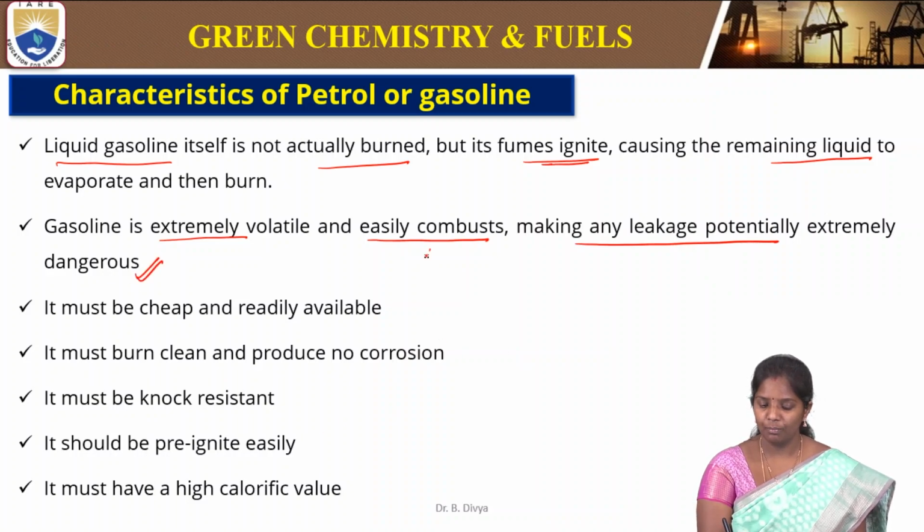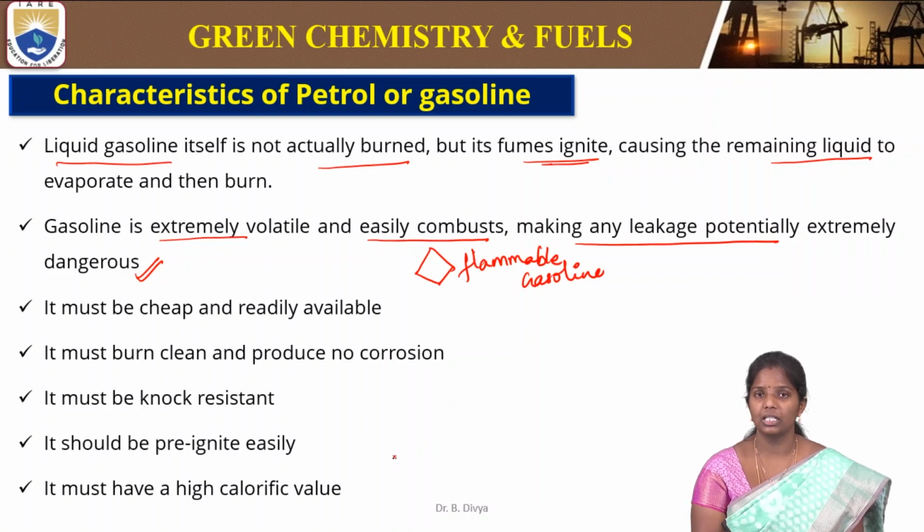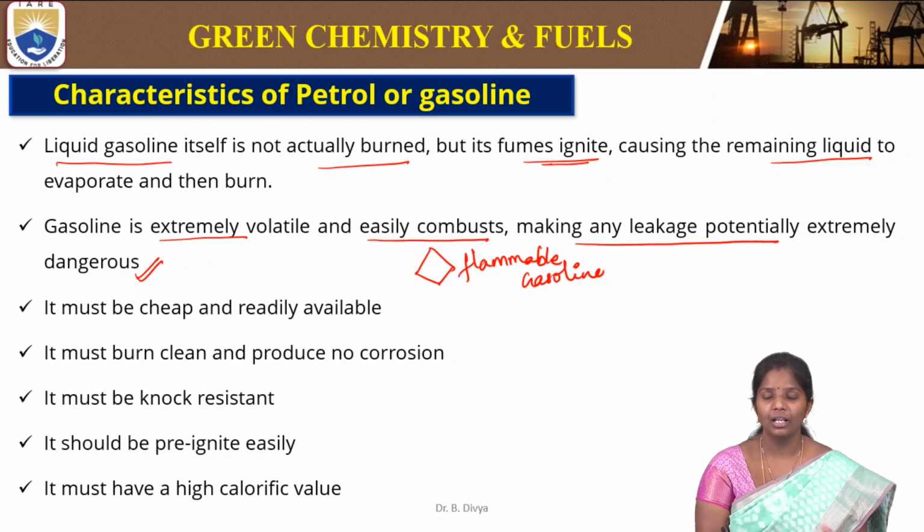So gasoline is extremely volatile in nature and easily combusts, making any leakage potentially extremely dangerous. That is why a big flammable symbol is given on the containers carrying liquid fuel like gasoline. It is highly flammable, highly volatile. Whenever it is called volatile, it will be evaporating, and when it is evaporating, it will give fumes. If those fumes by chance catch fire, they can be hazardous. It will be a fire hazard. That is why leakage is extremely dangerous for this particular gasoline.